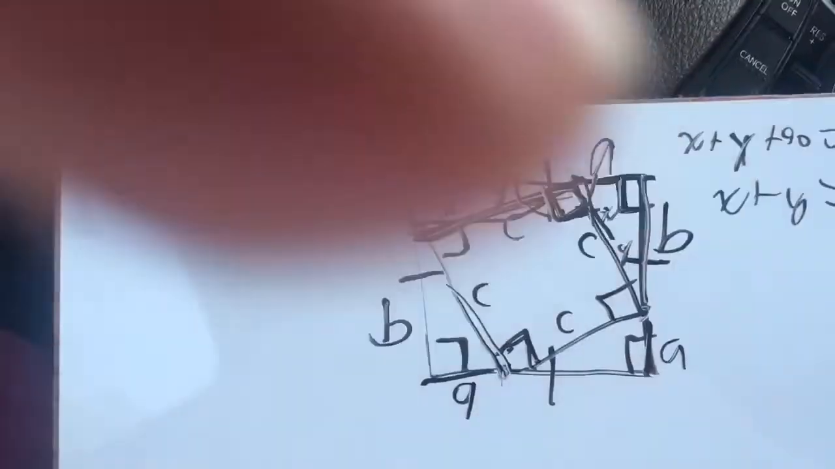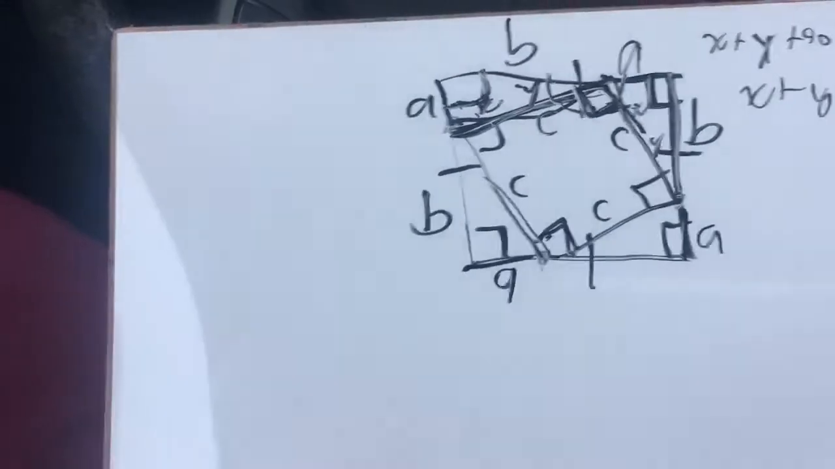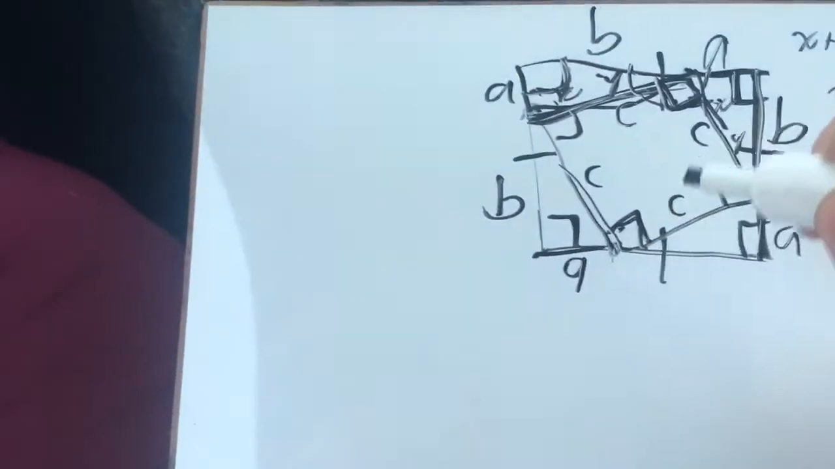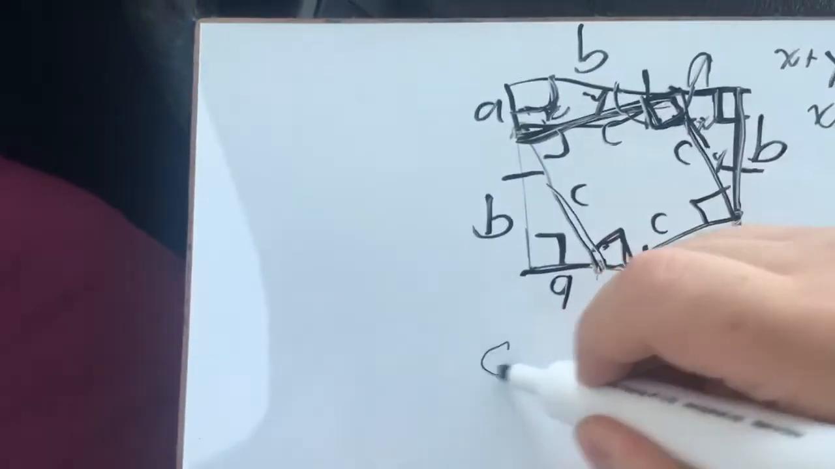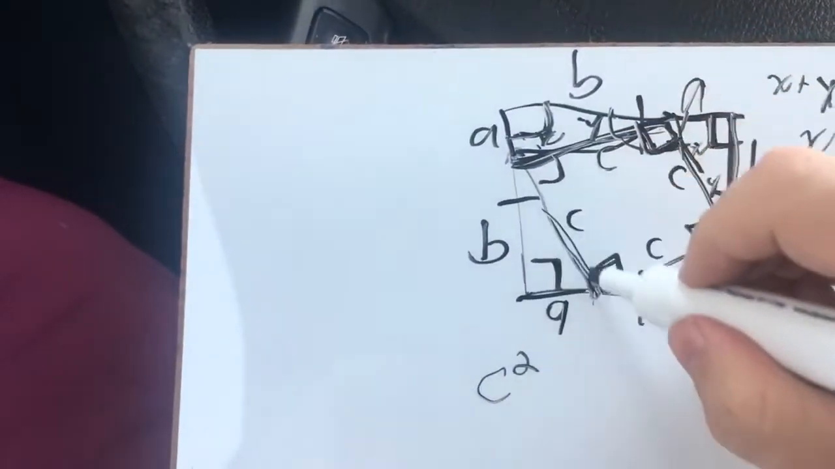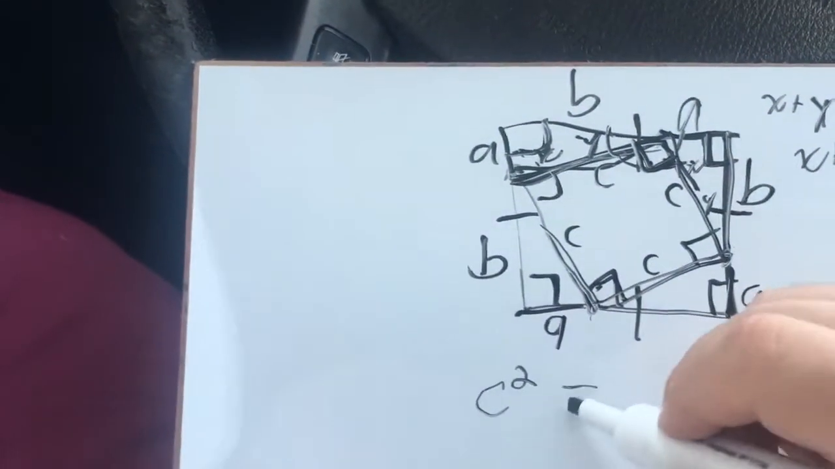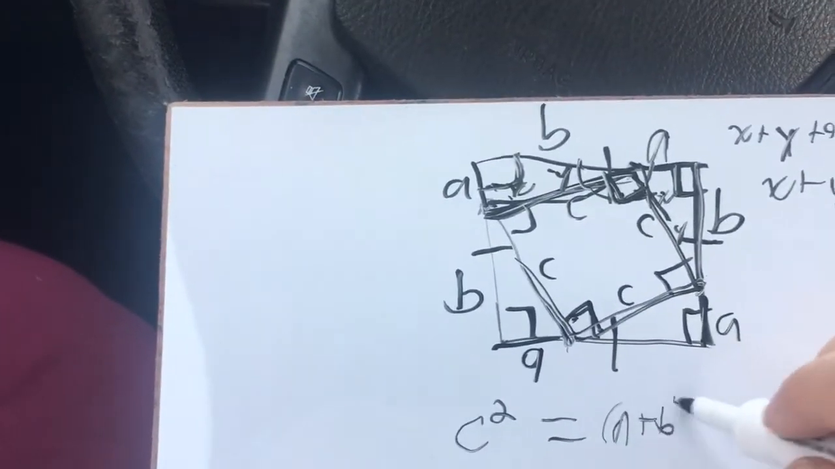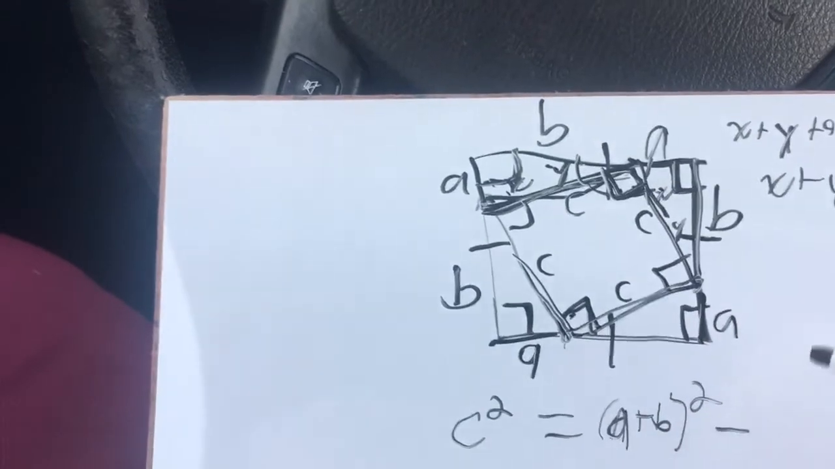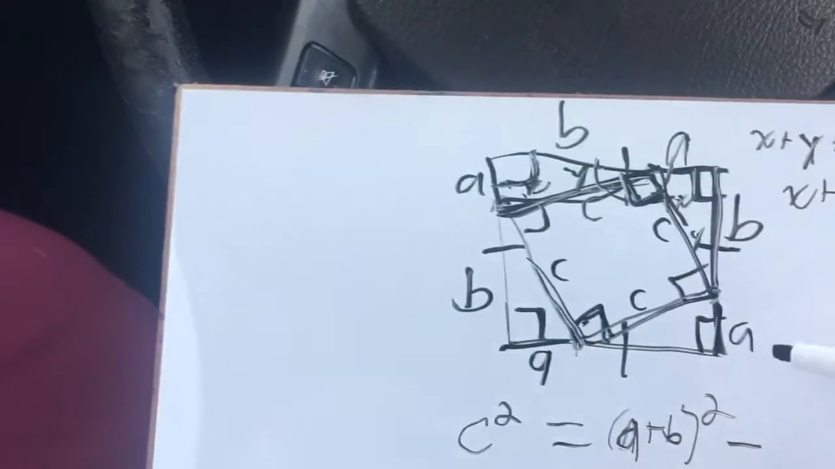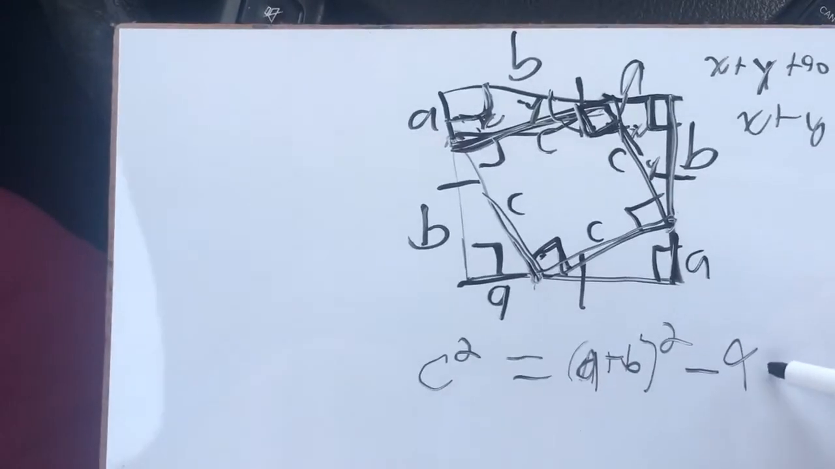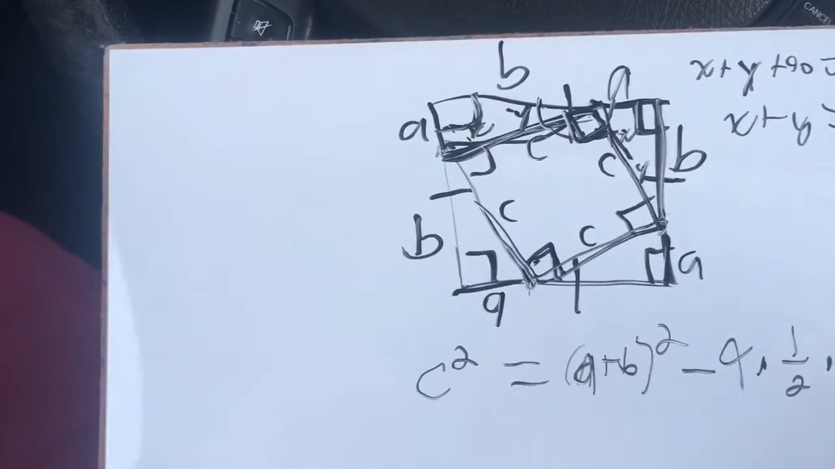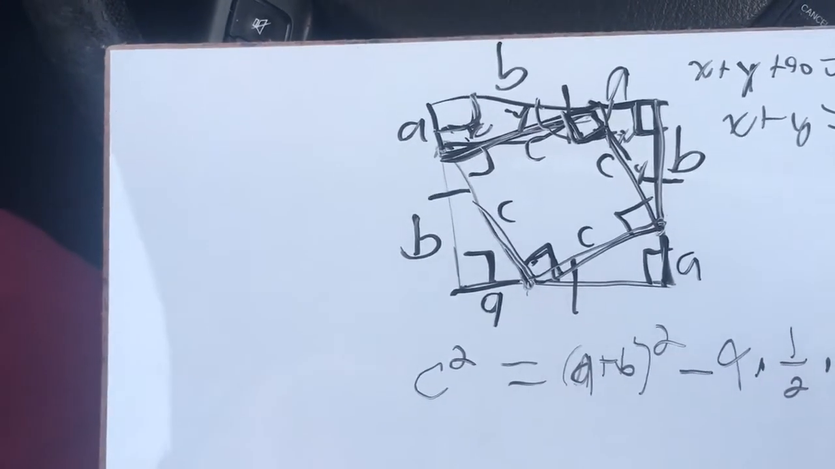Now, if I wanted to get the area of the inner square, I'm going to call it C squared. That's just C times C is equal to the area of the larger square, which is A plus B squared, minus the area of these 4 triangles added together, which is going to be 4 times half times A times B.